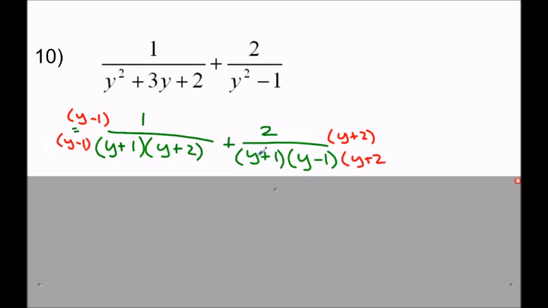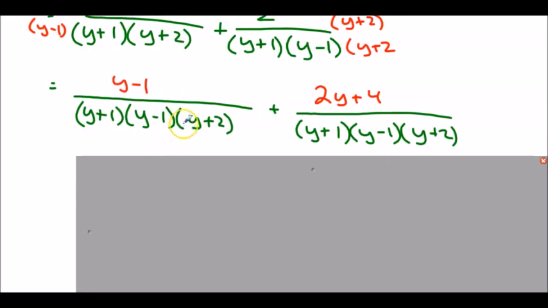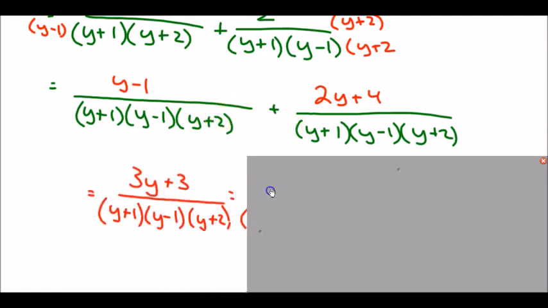They share that factor. So we distribute the numerators, and we end up with y minus 1 on the left, 2y plus 4 on the right. So at this point, we can just combine the numerators because we have like denominators. So those numerators combine to 3y plus 3 over that same denominator. We don't do anything with the denominator. We don't distribute it out. We don't change it in any way. It's just what we are adding. We have y minus 1 of these things plus 2y plus 4 of these things.